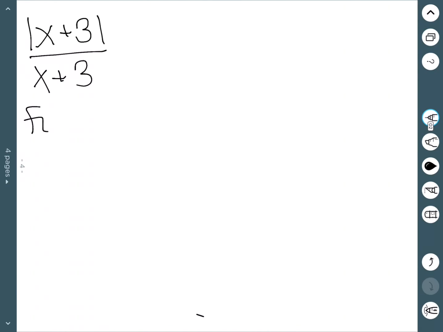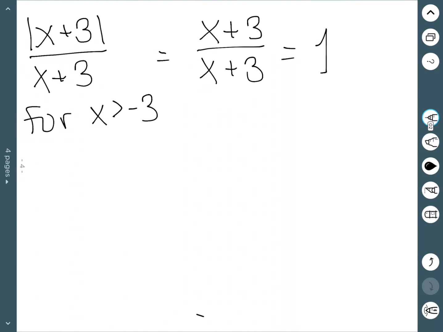A couple more examples doing this. If I have the absolute value of x plus 3 divided by x plus 3, where we know x is greater than negative 3, we want to see what happens. As long as x is bigger than negative 3, we know that when we add 3, we get a positive number. So therefore it's positive, so the absolute value would just be itself. And then the absolute value of x plus 3 over x plus 3 would be 1.